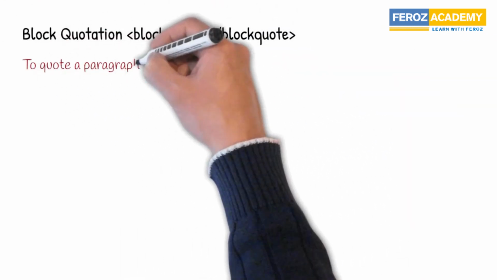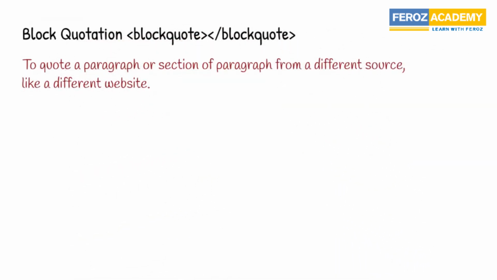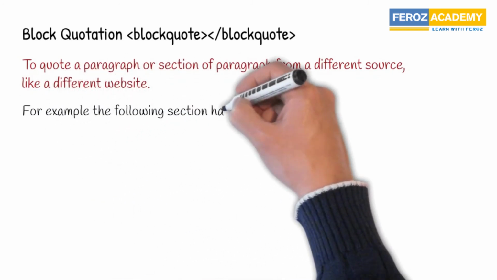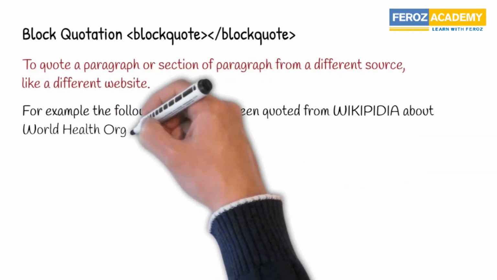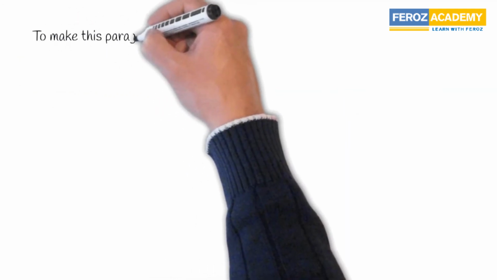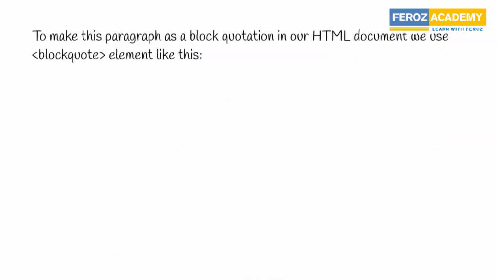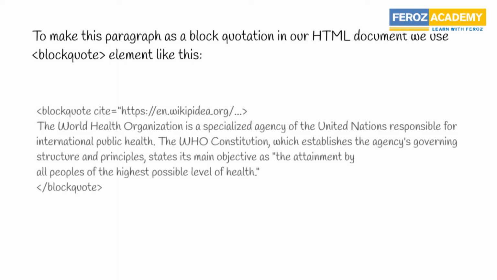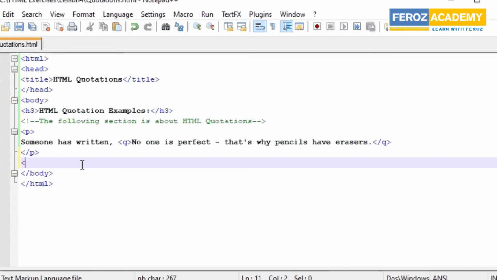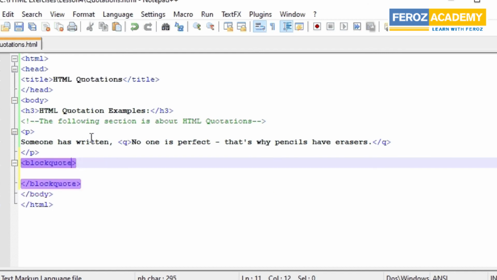The blockquote element is used to quote a paragraph or a selection of paragraphs in HTML from a different source, which could be a different website. For example, the following section has been quoted from Wikipedia about the World Health Organization. To make this paragraph a block quote in our HTML document, we use the blockquote element like this. With the blockquote element, we have to use the cite attribute to specify the URL of the website where you are quoting the section from. Generally, a browser indents the block quotes.